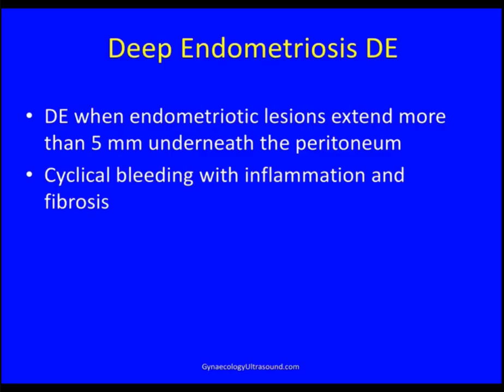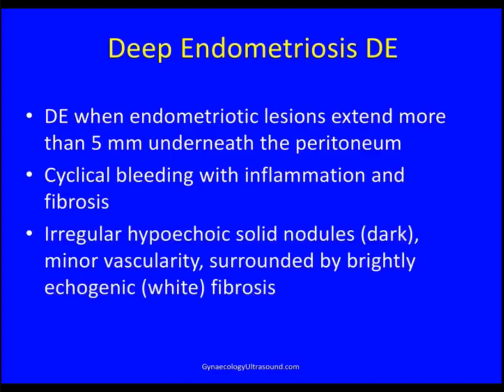When you get cyclical bleeding in those lesions, you get inflammation and fibrosis and scarring. But it results in these irregular hypoechoic solid nodules, dark nodules, surrounded by brightly echogenic white fibrosis. So they show up rather well, dark nodules in white fibrosis.